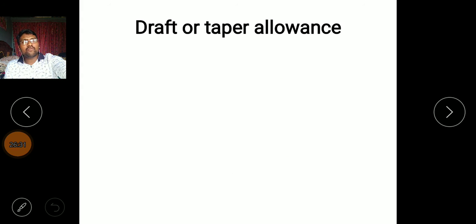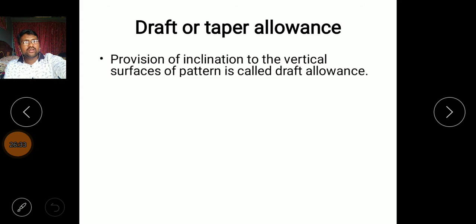Next, coming to draft or taper allowances. The provision of inclination to the vertical surfaces of the pattern is called the draft allowance. The application of draft or taper allowance is at the time of removing the pattern. The vertical surfaces are modified into a taper for easy removal of the pattern from the mold cavity. For that case, we provide the draft or taper allowances.